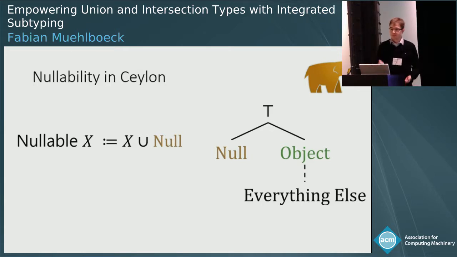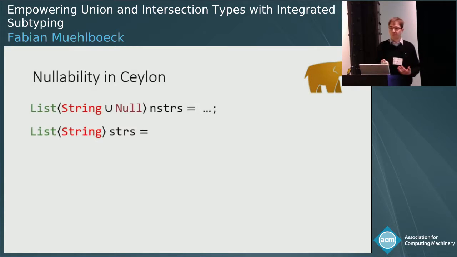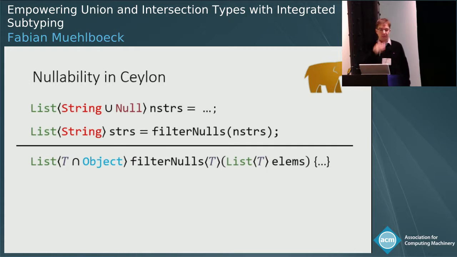How might you use that? Well, you might have a list of nullable strings. But eventually, you would want a list of just strings without all those nulls in there. And you want the type checker to support the reasoning about that. So there should be a filter nulls function that takes a list of nullable things and returns the list without those nulls. What might the signature of such a function look like? It turns out the best way of writing this function is this one: you have a generic type parameter T, you take a list of arbitrary Ts that may or may not be nullable, and in the return type, you intersect this T with object, filtering out the null value again from the potential types in that list.